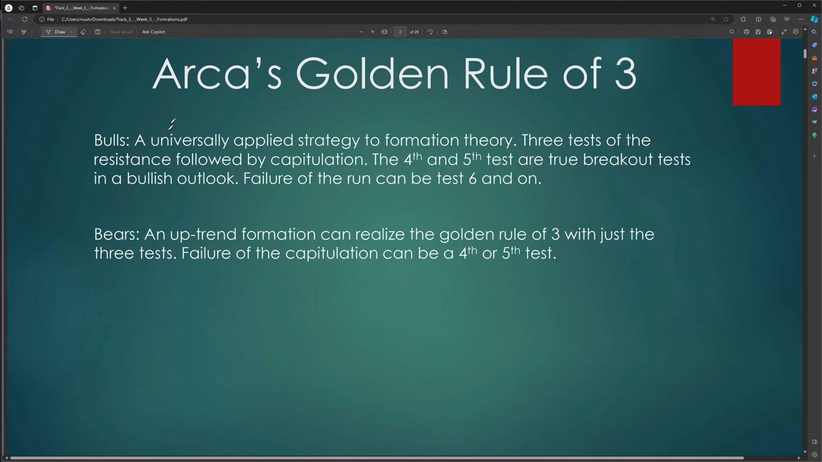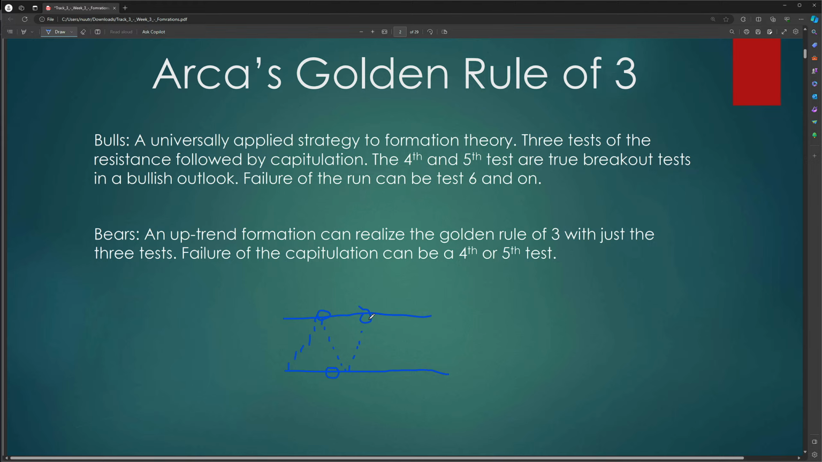Okay, so let's read this on. So the bulls, universally applied strategy to a formation theory, right? So 3 tests of the resistance. Your resistance in price action when you are trading like this, right? Let's just say that this is your range trading. Resistance with candles will be at the top, right over here. That is your resistance level. Support levels are down here, right? So you're going to range trade like this. This is your support bounce, right? You have a continuation, and this is your resistance, right? So 3 tests of the resistance followed by capitulation.